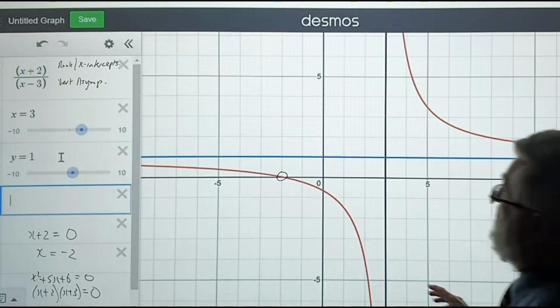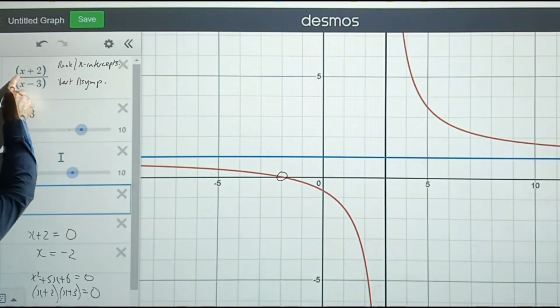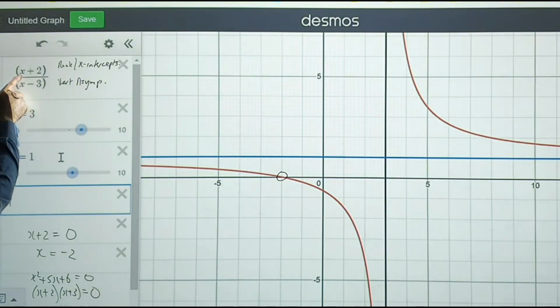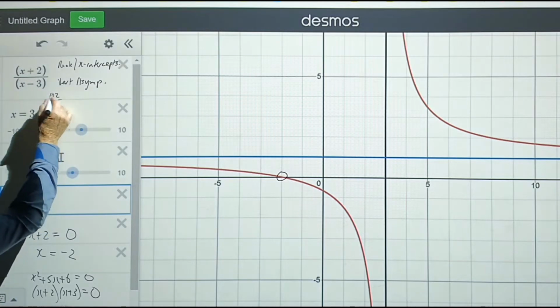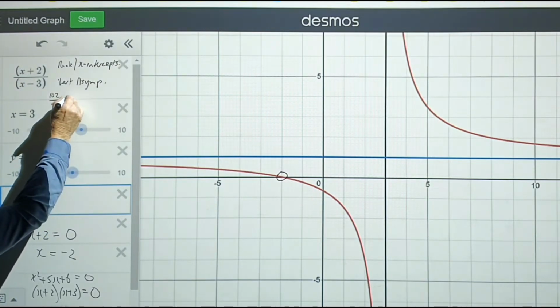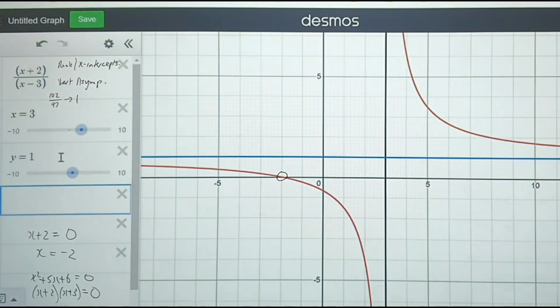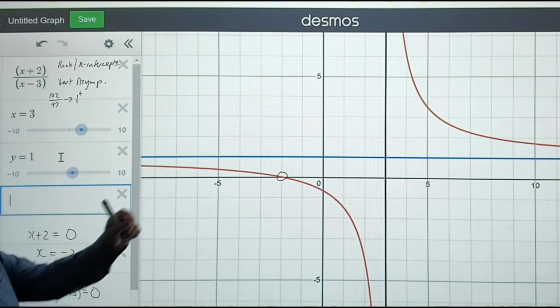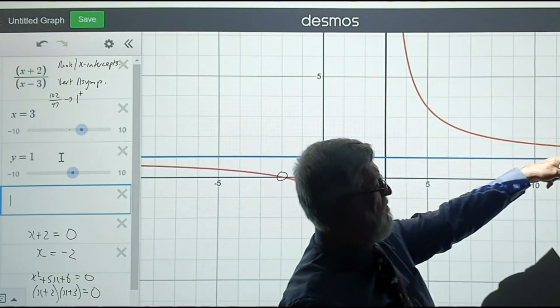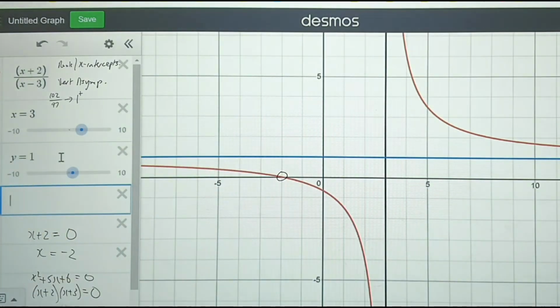Of course, I've got to talk about the common sense of this. If we put in 100 there, or 1,000 there, we'd end up with 102 on 97, which is approaching 1. And it's approaching 1 from the positive. So we're coming down here, approaching 1 from the positive. And if we go to minus 100, we're approaching it from the negative. We could go on about that for ages, but I don't want to.